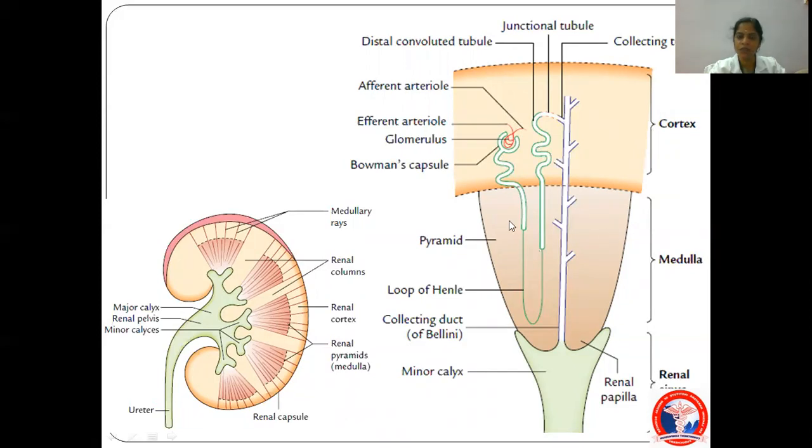Within the pyramid, in this picture, we have the loop of Henle. In the cortex, we have the glomerulus. Like this, we have so many glomeruli and convoluted tubules. It is completely packed within that. The details we are going to discuss again in the histology part.